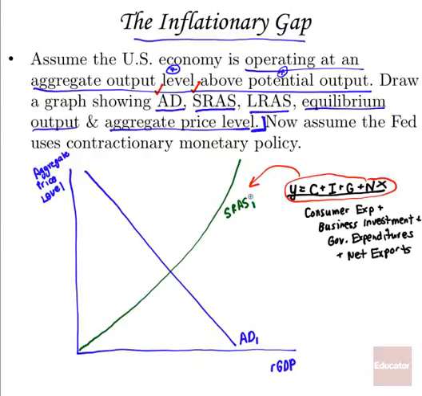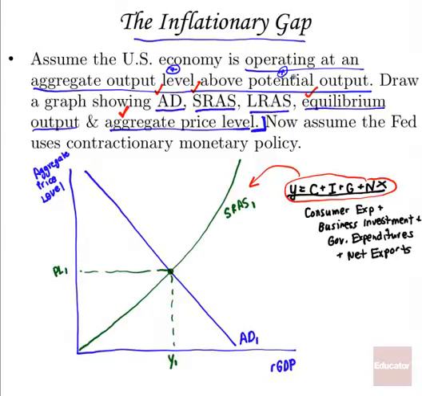Now, again, this is in the short run, so the equilibrium output is going to be right here. Let's call this price level PL1, and let's call this output Y1. So Y1 is where the equilibrium output is. We have the equilibrium output and the aggregate price level here. What we don't have is the long run aggregate supply.